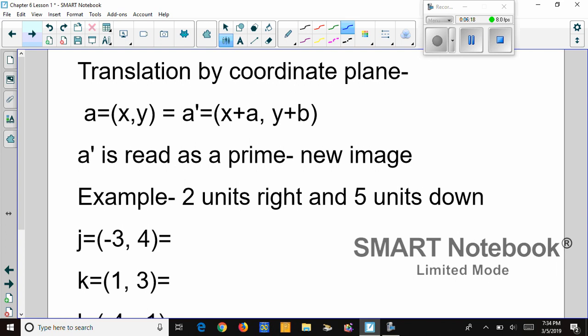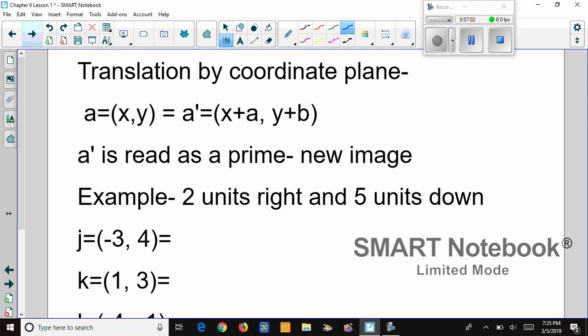Now, we have a way of doing translations just using coordinates. So translations come in multiple different ways. I could give you a coordinate and give you directions, and you would be able to tell me what the new coordinate is. In the case of the first one we're going to do, point J, you'd be able to tell me J prime. This can be done with or without a graph. And it's going to be expected that you can do both. So I'm going to start with showing you how to do it without a graph, and then we'll come back and do it with a graph.